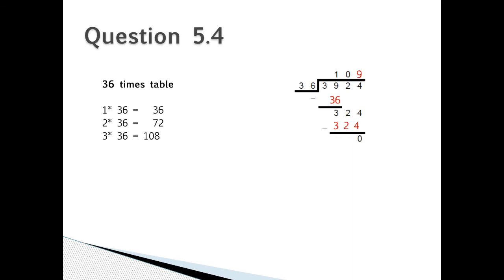So 1 times 36 is 36. 2 times 36 is 72, which is just 36 plus 36. 3 times 36 is 108, which is 36 plus 36 plus 36. So the missing number is 36, because 1 times 36 is 36. And then you will add the next missing number, which is the 324, which is 9 times 36.